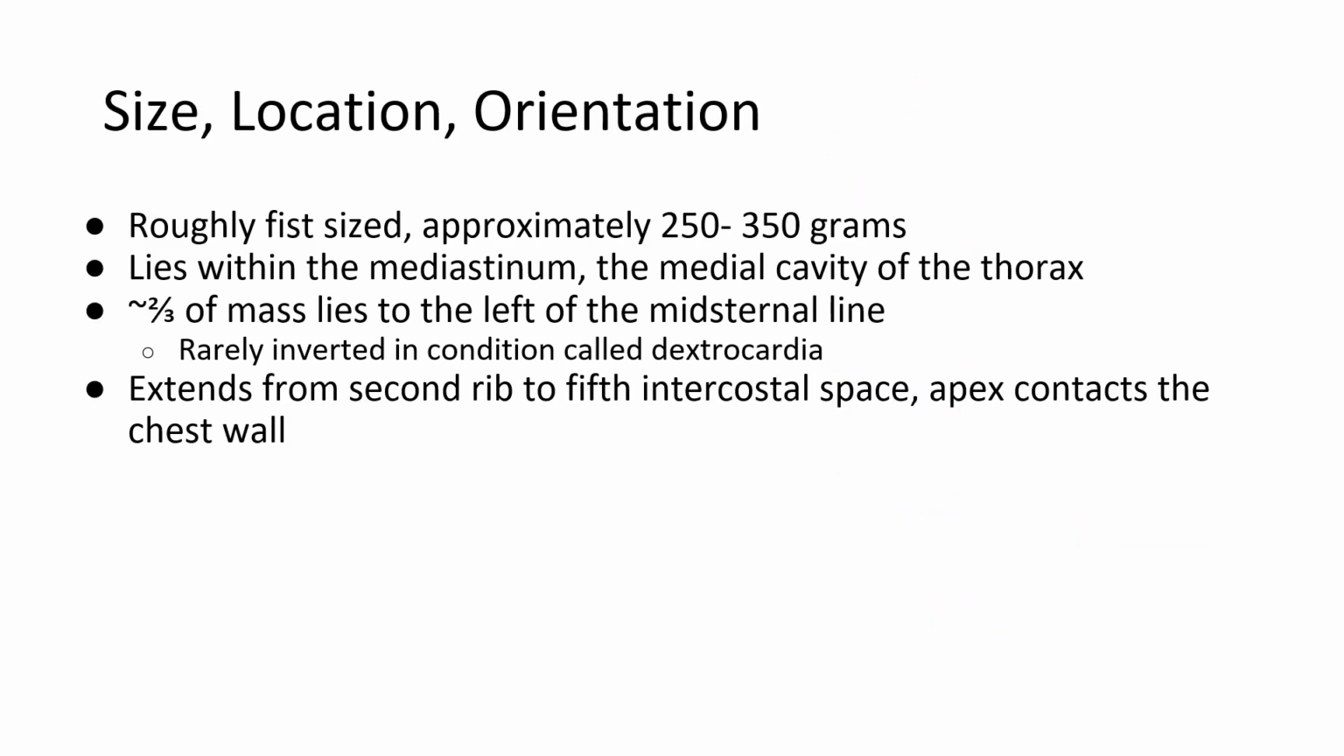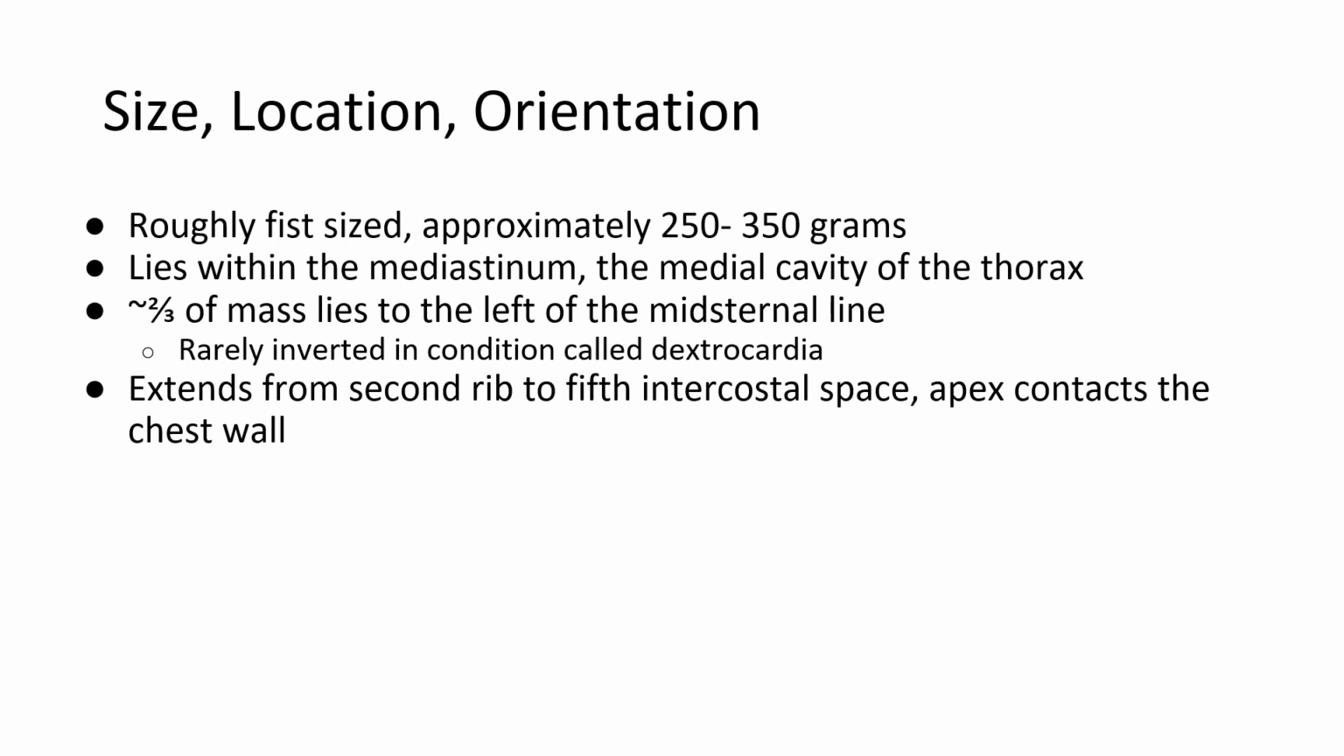So getting into the details about the heart itself, the nitty-gritty here. It's roughly fist size, so for the average person, 250 to 350 grams. And for its size, it's actually consuming an impressive amount of blood. It's located within the mediastinum. That is the medial cavity of the thorax, so kind of between the lungs. And actually, we see a cardiac notch on one of our lungs to accommodate this. So it's not exactly in the middle of the chest. About 2/3 of the mass lies to the left of the midsternal line.